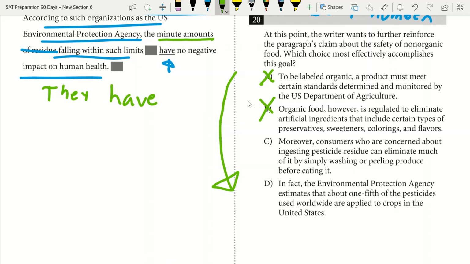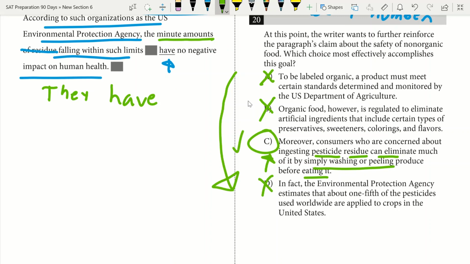Option C: moreover, consumers who are concerned about ingesting pesticide residue can eliminate much of it simply by washing or peeling produce before eating it. Yes, that's showing how conventionally grown produce with pesticides is still safe. So our answer there will be answer choice C. Now keep in mind, if this were me taking the test and I just read answer choice C, I might not actually circle that one right away.